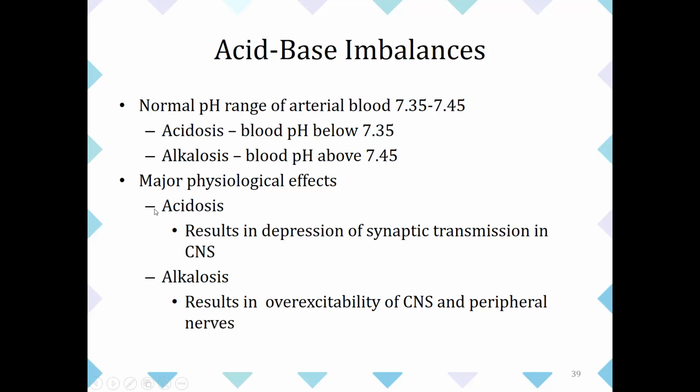When we get into acidosis, that gives us depression of synaptic transmission in the central nervous system. So that can be someone who's very sleepy. That can be someone who's kind of hard to wake up. Alkalosis results in overexcitability. That can be confusion. That can be not really being able to control movements very well. Like if somebody drops something and seems very confused, then they may be in an alkalosis kind of an imbalance.